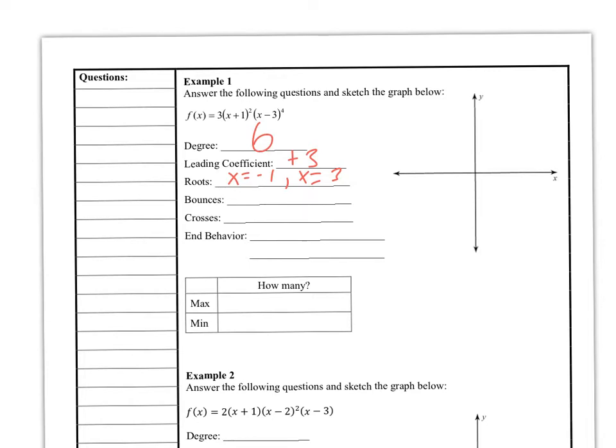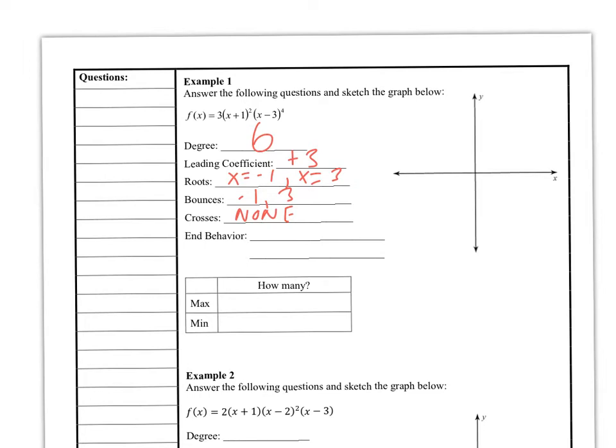Where is it bouncing versus crossing? Well, bounces happen when we have an even exponent, so it's going to bounce at negative 1 and also at 3. It is not crossing at all. You should remember from previous classes that the degree 6 means that it is both pointing up or both pointing down, and we'll answer end behavior once we get to the question we've drawn.